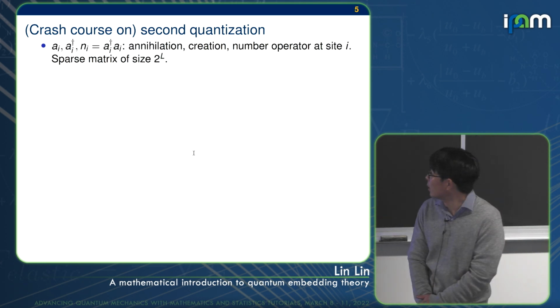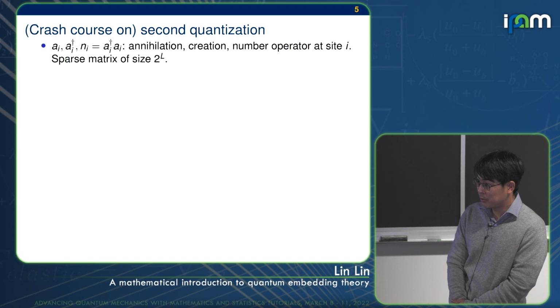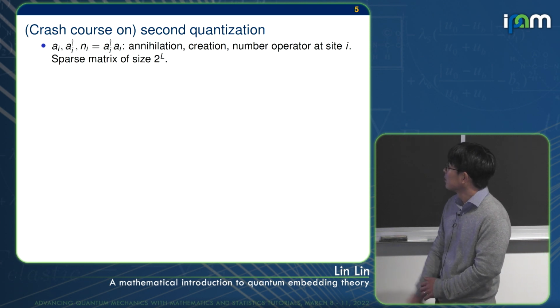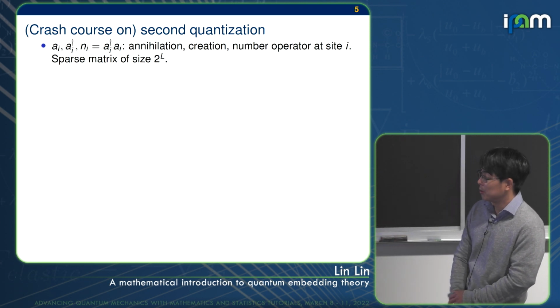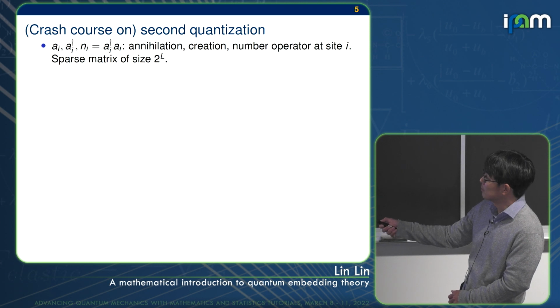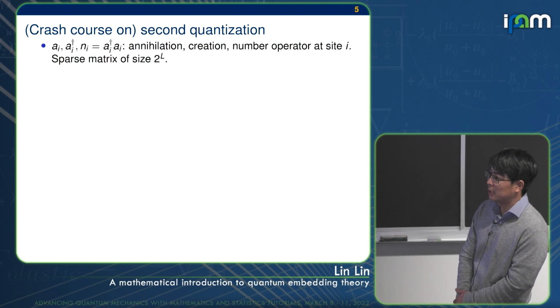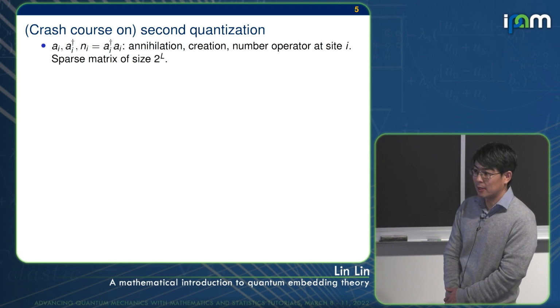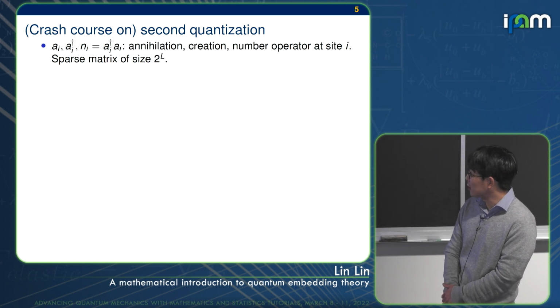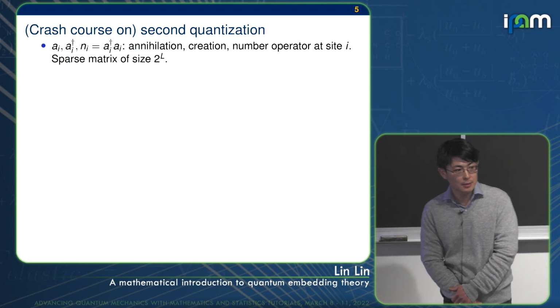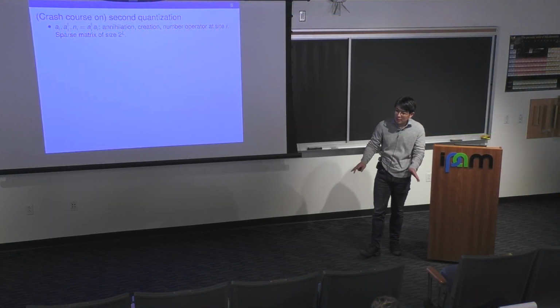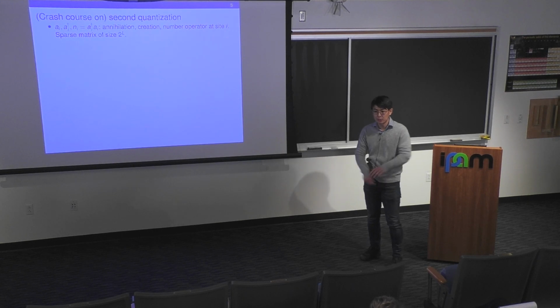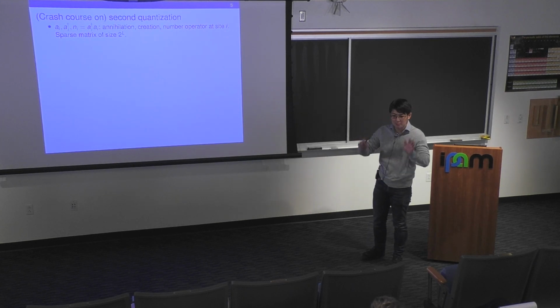Okay. So now let's talk about operators. You see a lot called annihilation, creation, and number operators. You only need to know two of them, because the number operator is just A dagger times A. The most important thing is that each of them is a sparse matrix of size 2 to the L. That's all you need to remember for the rest of the talk. You can work it out, but in the end, it's a sparse matrix. You can work with those. It's not some abstract stuff.